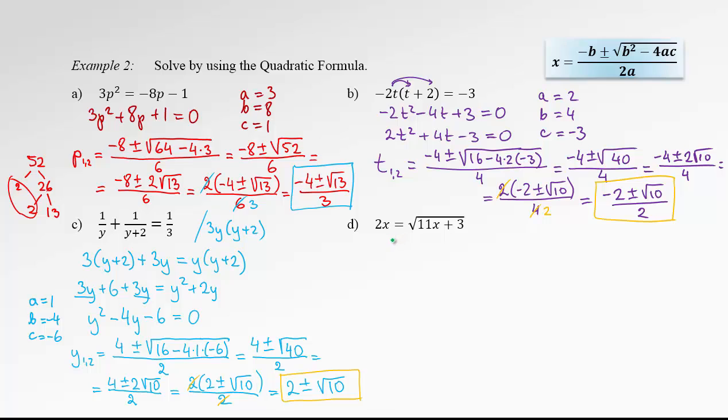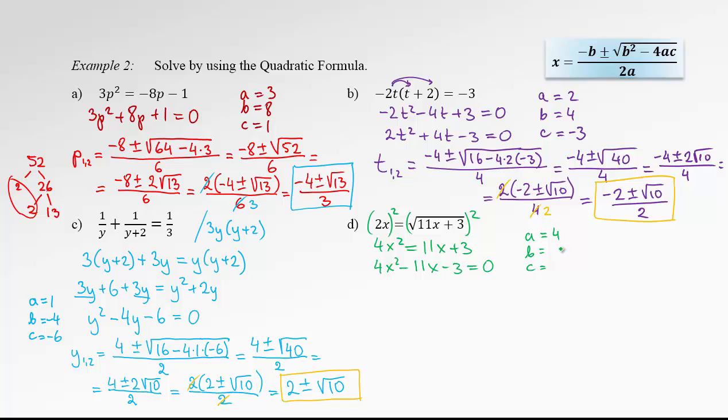And the last example, we start with a radical equation. How do we solve this equation? Well, we should get rid of the square root. So we're squaring both sides, right? Therefore, we have 4x squared on the left, and here it's 11x plus 3. Let's move everything to one side, equals 0. And as usual, we're going to list our a, b, and c.